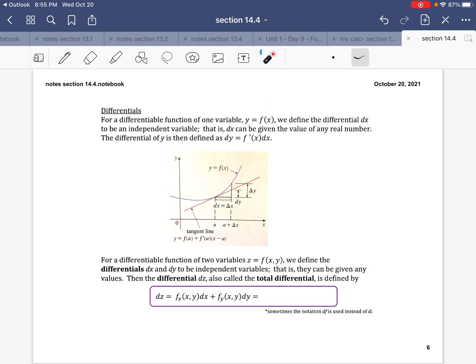So when you do differentials, you have a couple of things. You have dy. So dy is going to be the amount that the tangent line changes.